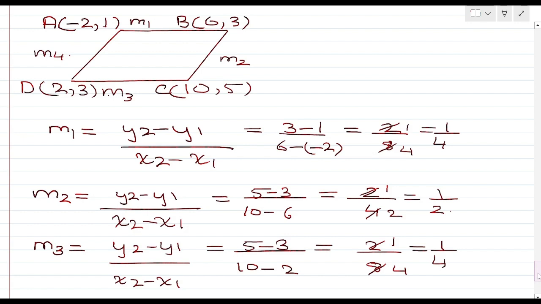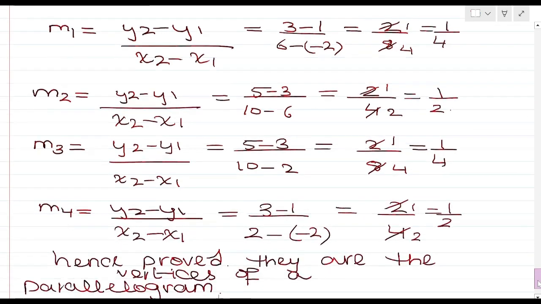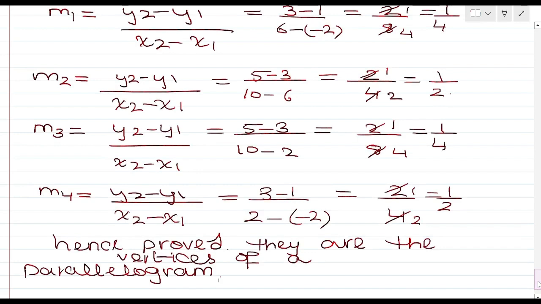So far m1 is equal to m3, but we need to check whether m2, which is BC, and m4, AD, are also equal with each other. So m2 is (y2 minus y1) divided by (x2 minus x1), that is equal to (5 minus 3) divided by (10 minus 6). So that is 2 by 4 or simplified 1 by 2. And for AD, which is m4, that is (3 minus 1) divided by (2 minus (minus 2)), or 2 by 4 simplified 1 by 2. Hence proved they are the vertices of a parallelogram, as the slopes of opposite sides are equal with each other.